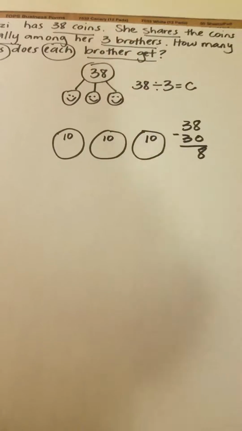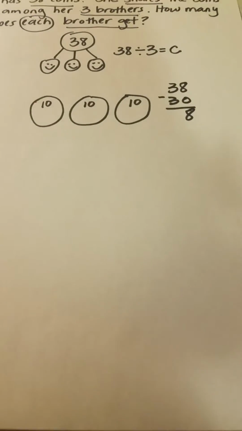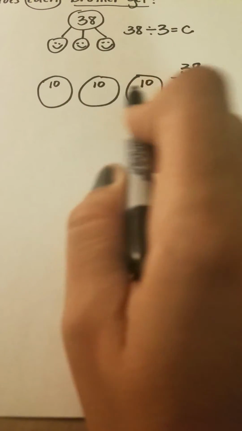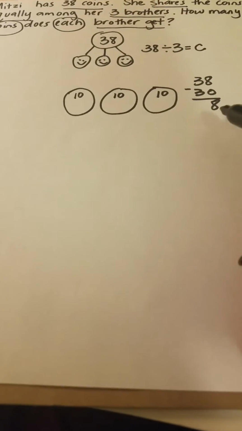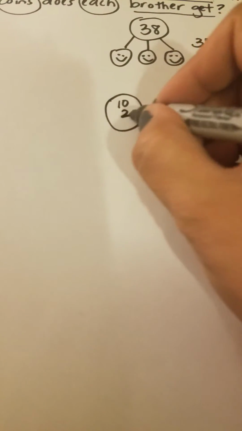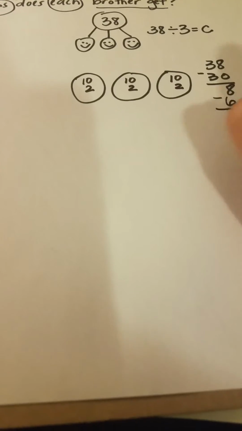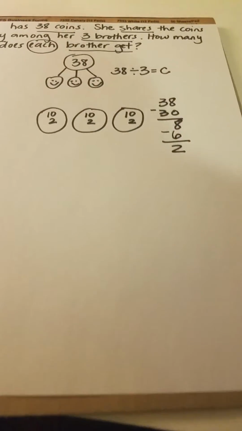So the problem I see here is that I don't think 8 will break apart equally into 3 groups. I can try 2, 2, 2, 2. That makes 6. That's going to leave 2 coins. Let's try 3. 3, 3, and 3. That's 9. I don't have 9 coins left. I only have 8. So it looks, boys and girls, like I'm going to have to give each brother 2 coins because that's all I have enough for. So 2, 4, 6. Let me take away those 6 coins. And now I have 2 coins left.